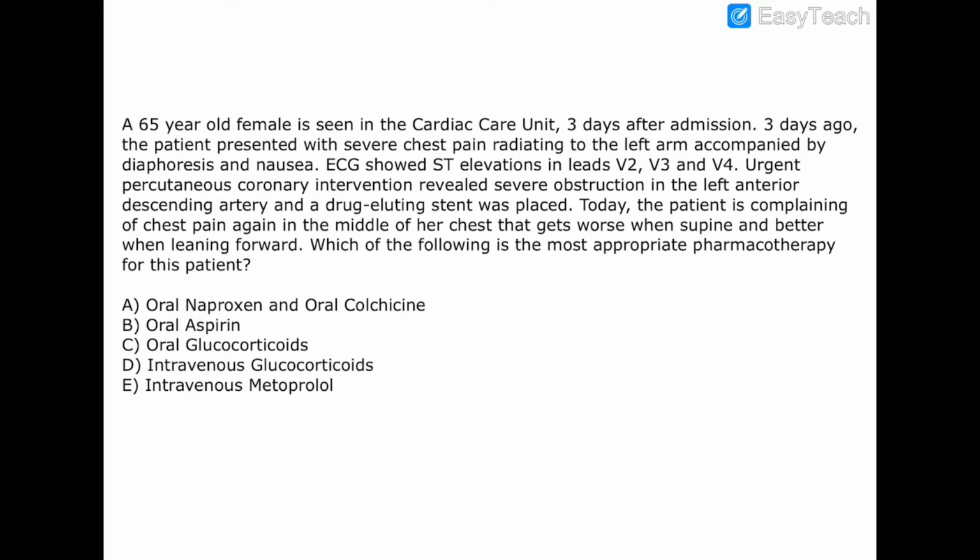Today, the patient is complaining of chest pain again in the middle of her chest that gets worse when supine and better when leaning forward. Which of the following is the most appropriate pharmacotherapy for this patient?